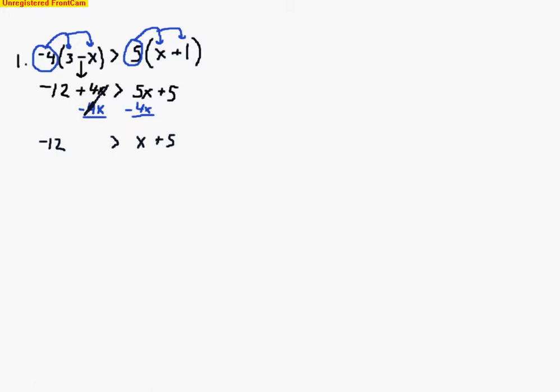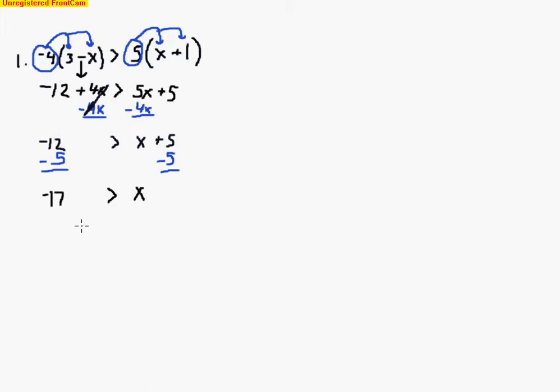Next we need to move this 5 out of the right-hand side and get it over to the left-hand side. The way we're going to do that is another opposite operation. This is a plus 5 here, so we're going to take 5 away from both sides. When we have the same sign like we do here, and they're both negative, that means we are going to add those two numbers together. So when we add them, I end up with negative 17 is greater than x. Another way to say this is x is less than negative 17, because the inequality sign points towards the x.